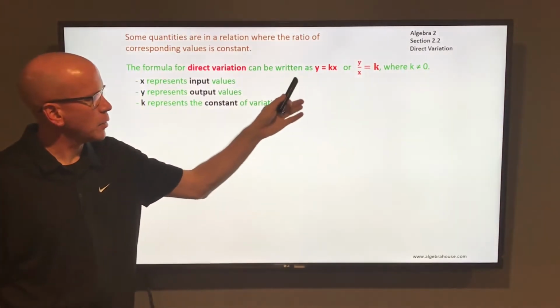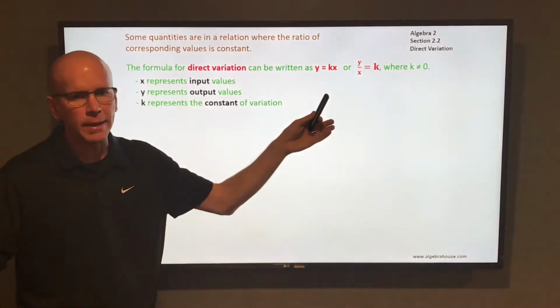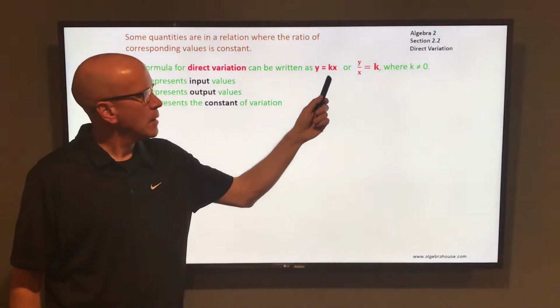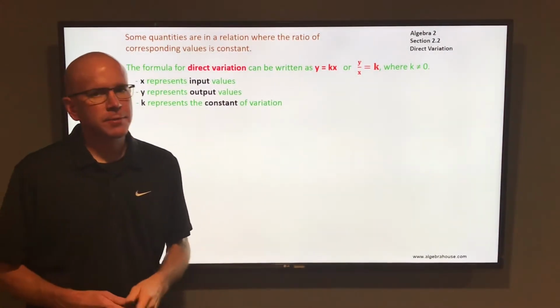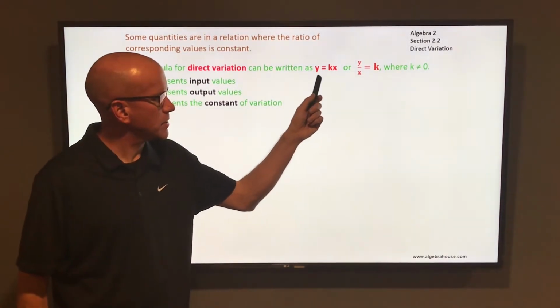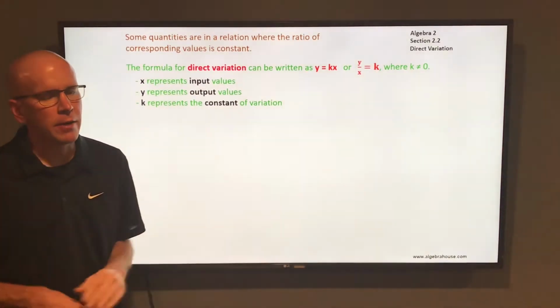So when you have an equation in this form, such as y equals 3x or y equals negative 2x, that is direct variation. Y varies directly with x. That could also be written, if you divide each side by x here, as y over x is equal to k. And that's the key there.